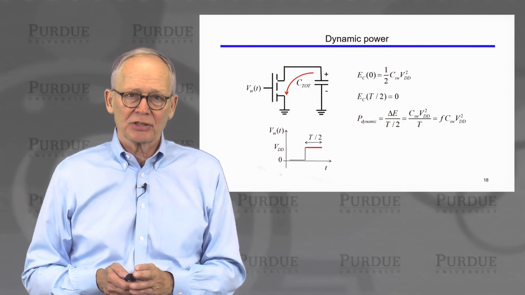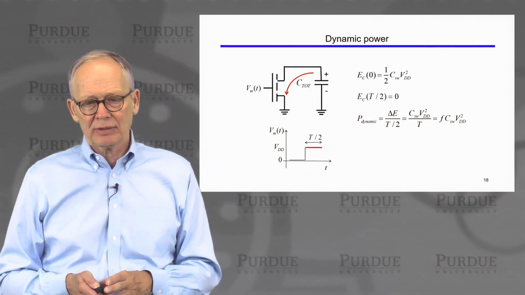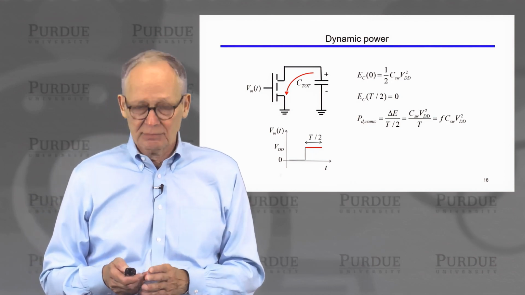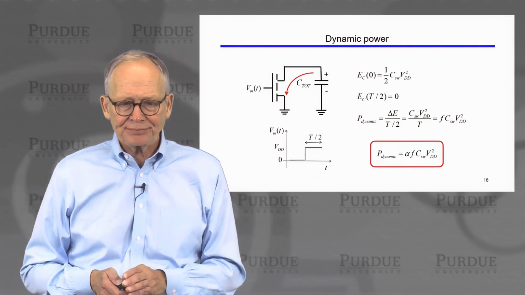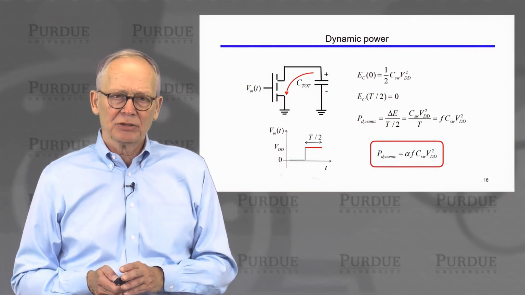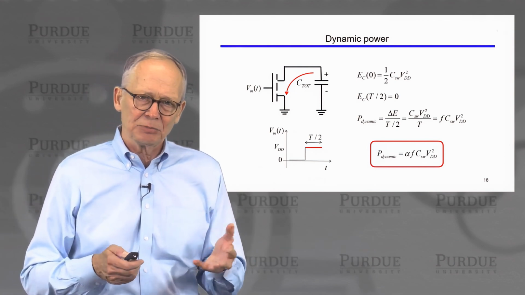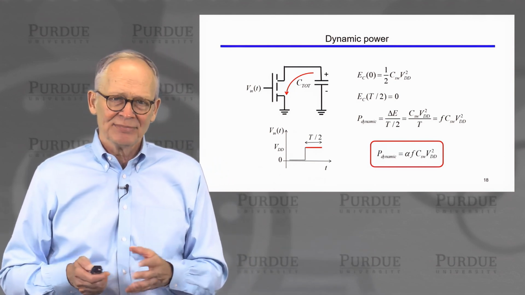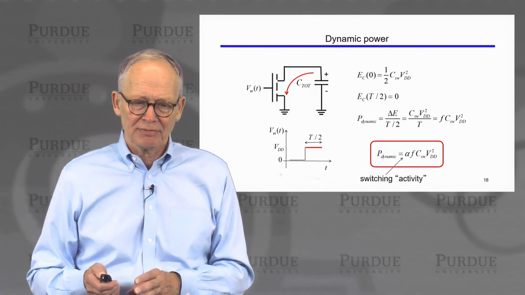The faster we run the circuit, the more power it consumes. The more capacitance, the more power. The higher the voltage is, the more power is consumed. So this is our dynamic power. And the factor alpha here is something we've introduced called an activity factor that represents the fraction of the time that this particular gate is switching. Not all gates switch every cycle. This might be a few percent.